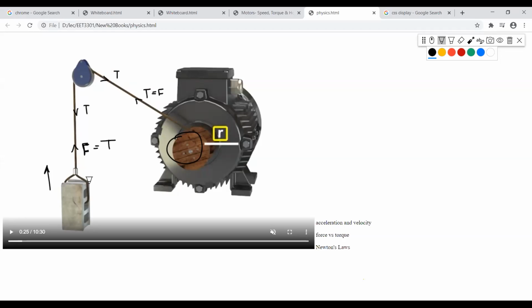So if this load is going to be 10 Newton, there would be 10 Newton here as well, right? So that is the idea.